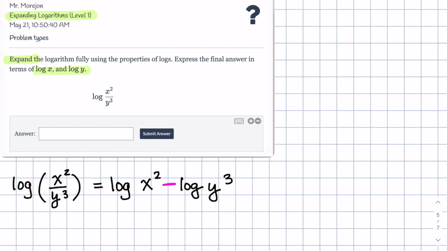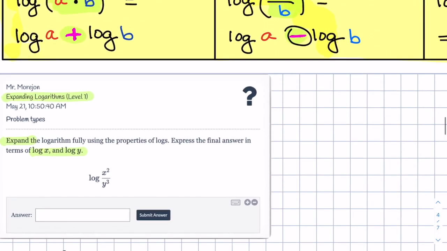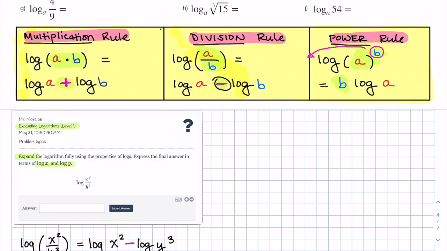Okay, so that was the first property. And then now I'm going to look and see if I see other properties. So I don't see multiplication anymore. I don't see division anymore, but I do see now a power raised to another power. Or sorry, not power raised to another power. I see a base raised to a power. So that'll be right here with this 2 and this 3. And so what the property says is you are able to take that exponent and toss it in front of the log. So I'm going to take my 2, throw it here. I'm going to take my 3, throw it here.